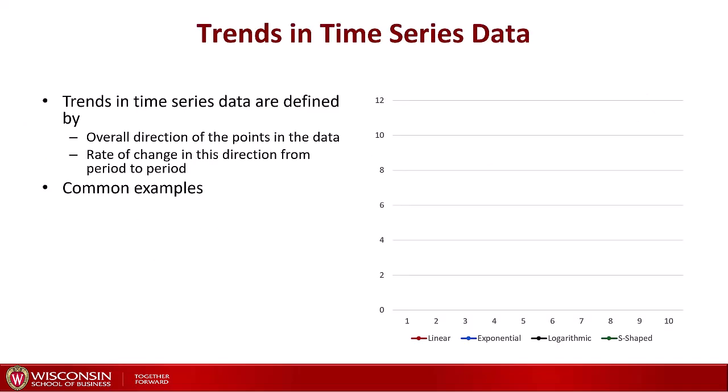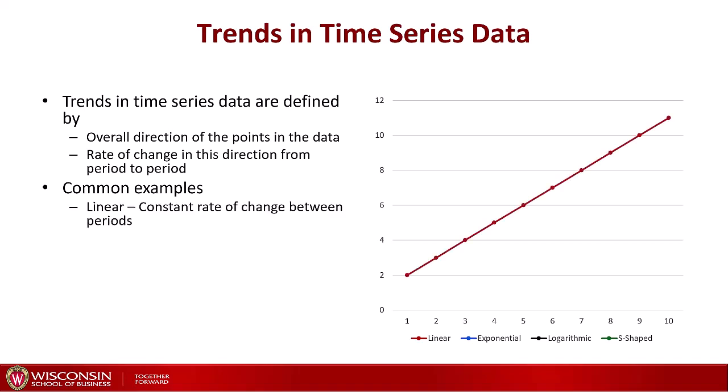So let's talk more about the trends. Again, the trend is the core of the time series. It's the overall direction of the points in the data. It can be qualified as the rate of change in this direction from period to period. The most common examples of trends are the linear trend, which is just a line, can be going up or down, and it means that the rate of change is constant between periods.